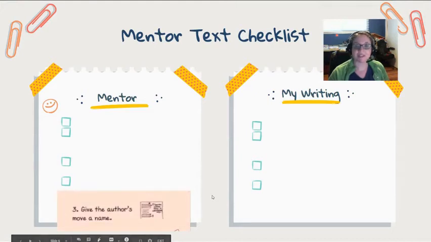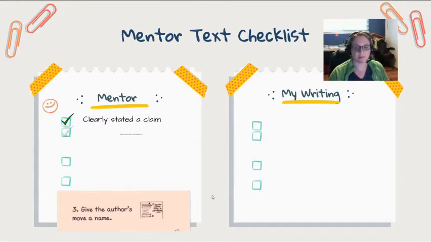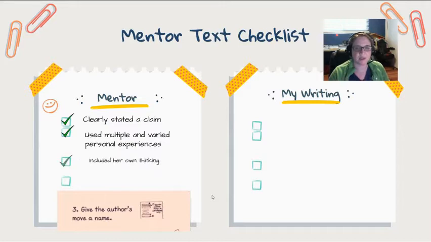So my next step is to give these moves a name. First, Liscott clearly stated a claim. Next, she used personal experience. Well, wait a minute. From the part after that, I noticed that she used multiple and varied personal experiences. And finally, from the last part, I noticed that she used her own thinking in her writing.